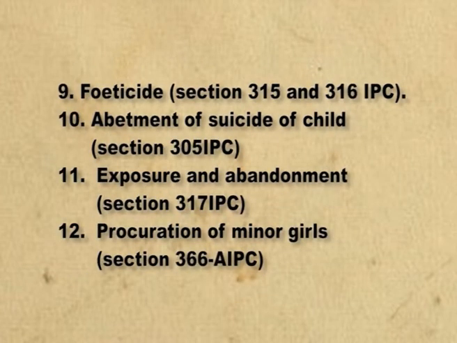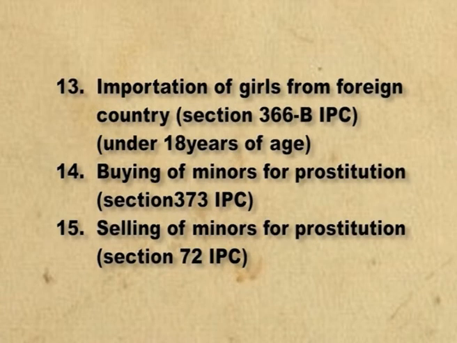Feticide under sections 315 and 316 of IPC, abetment of suicide of child under section 305 of IPC, exposure and abandonment under section 317 of IPC, procuration of minor girls under section 366A of IPC, importation of girls from a foreign country under 18 years of age under section 366B of IPC, buying of minors for prostitution under section 373 of IPC, selling of minors for prostitution under section 372 of IPC.